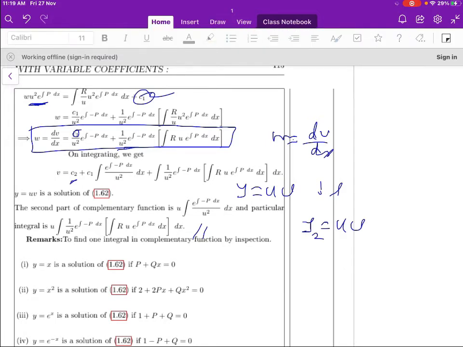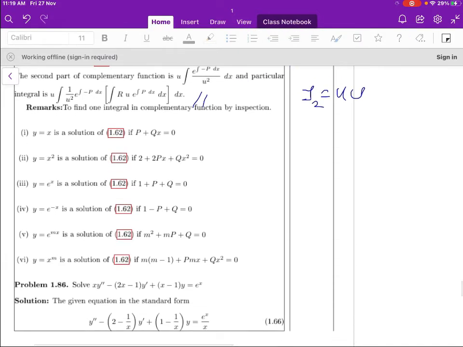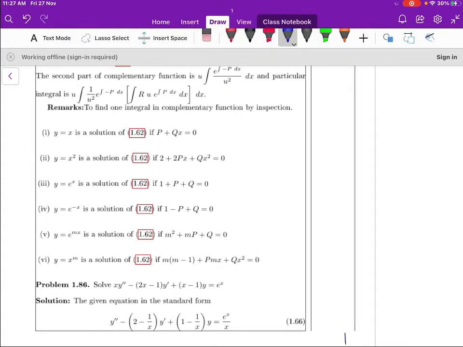But anyway, let us solve the problem. Easily we can understand the theory with the help of solving the problem. Let me recall the method. The objective of the reduction of order method is to reduce the order of the differential equation by 1 by assuming the first part of the complementary function. So with the help of the first part of the complementary function, we can find out the second part of the complementary function, that is y2.